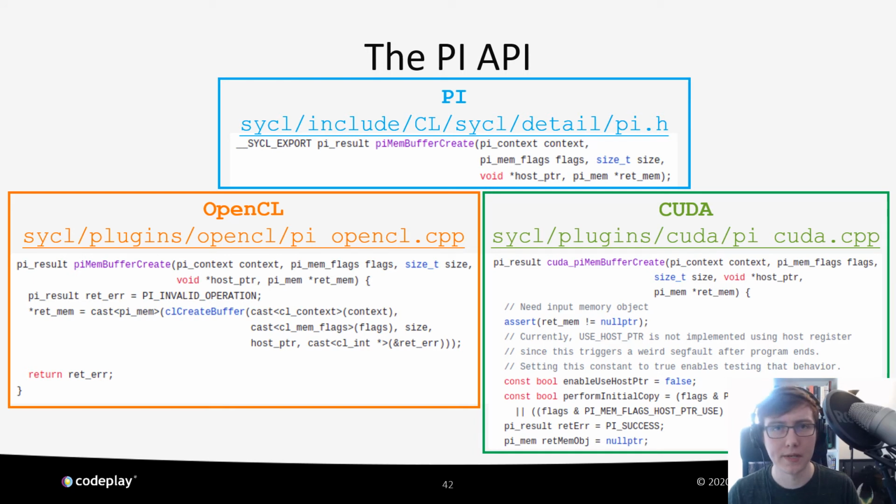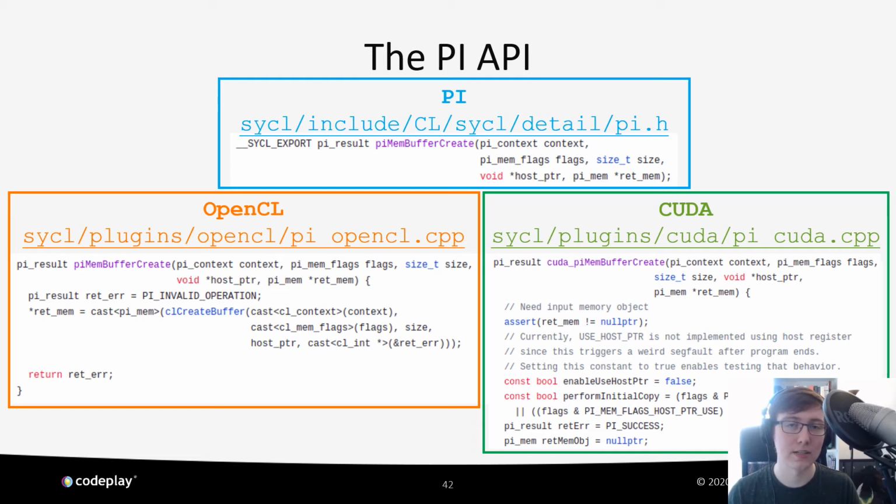Here's a simple look at the PI API design. At the top, we've got a PI API function, PiMemBufferCreate. At the bottom left is the OpenCL implementation of that function. Because OpenCL maps so closely to the design of PI API, this function is actually just a simple wrapper around clCreateBuffer. If we look at the bottom right instead, we have the CUDA implementation, which is significantly more complicated, and I actually needed to crop it to fit it onto this slide.